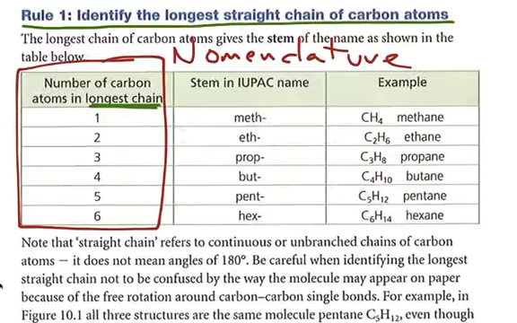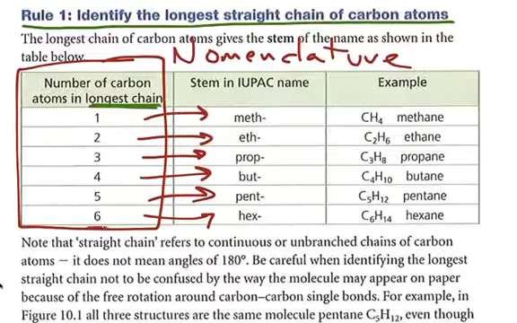So the longest chain gives it its base kind of name. So if there's 1, it's meth. 2 is eth, just like we said before. 3 is prop. 4 is but. Okay, pent and hex. And again, like I said, we just go up to 6. So that's not too terribly bad. And again, these prefixes are going to be used if they have alcohols attached, or if they have carboxylic acids attached, or ketone, or anything. So meth, eth, prop, but, pent, and hex. Those are the ones you want to remember.